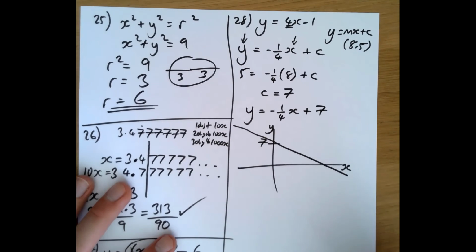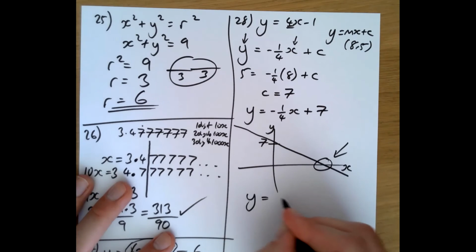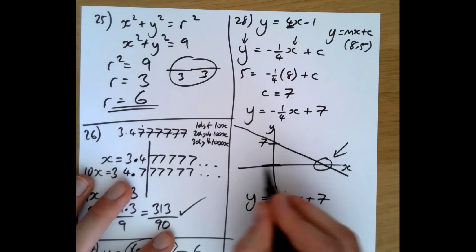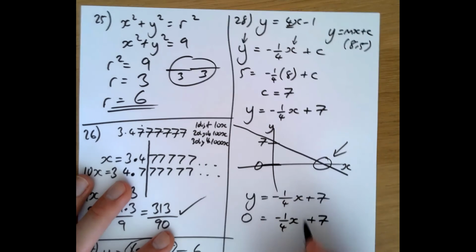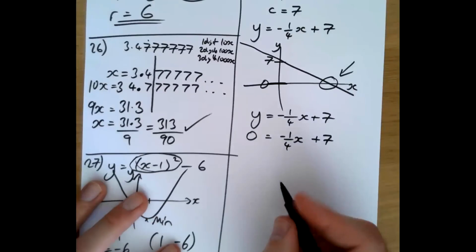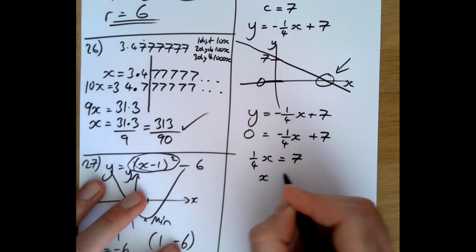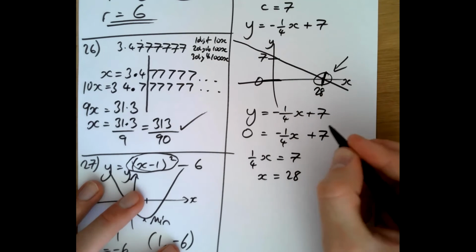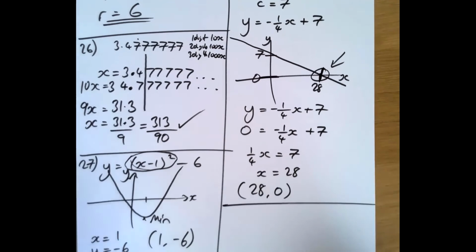I'm asked, what are the coordinates of where it crosses the x-axis? So if we've got our equation y equals minus a quarter x plus 7, hopefully you know that where it crosses the x-axis, the y value must be 0. So 0 equals minus a quarter x plus 7. I don't like those negative x's, remember. So if we add that to both sides, we get a quarter x equals 7. Times both sides by 4, and you get 28. So the x coordinate here must be 28, but we're asked for a coordinate, so it must be 28, 0.